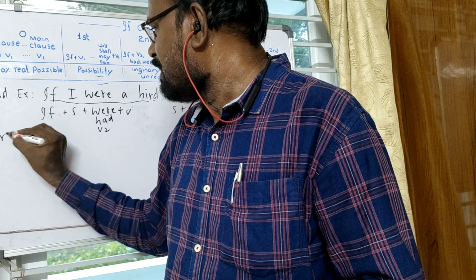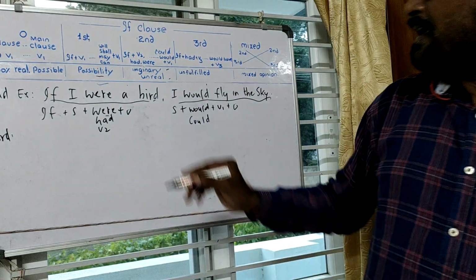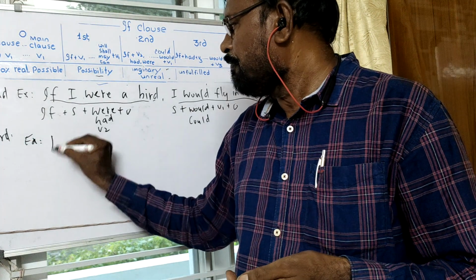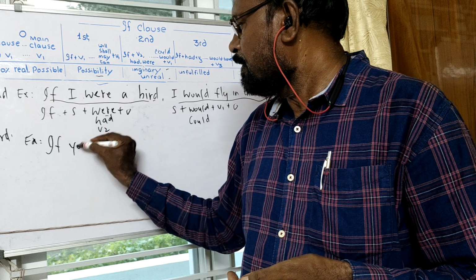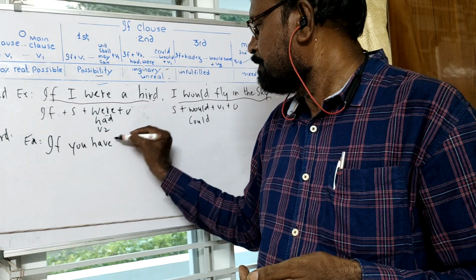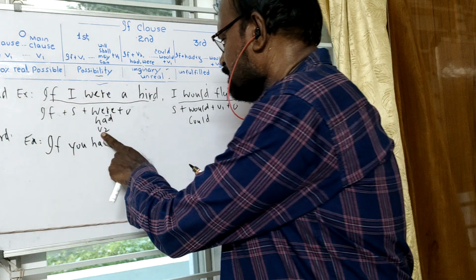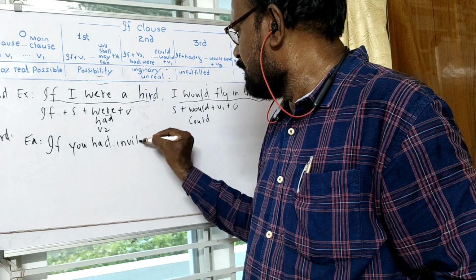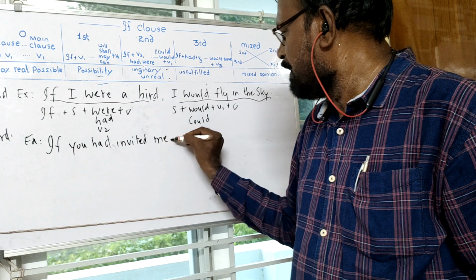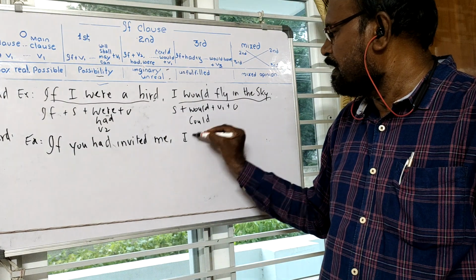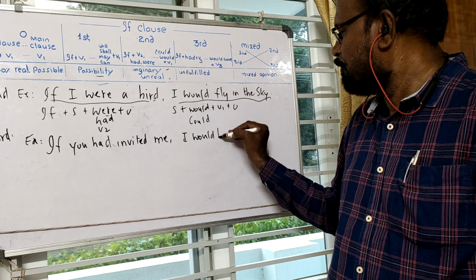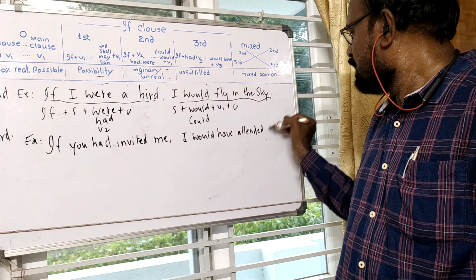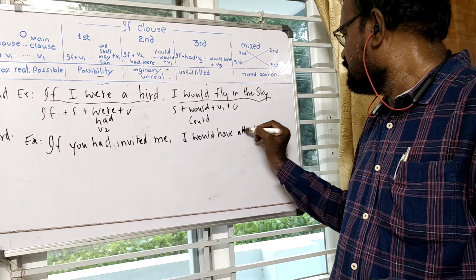Go to the third condition. I write here an example. Please observe. If you had invited me, I would have attended the marriage or the function.